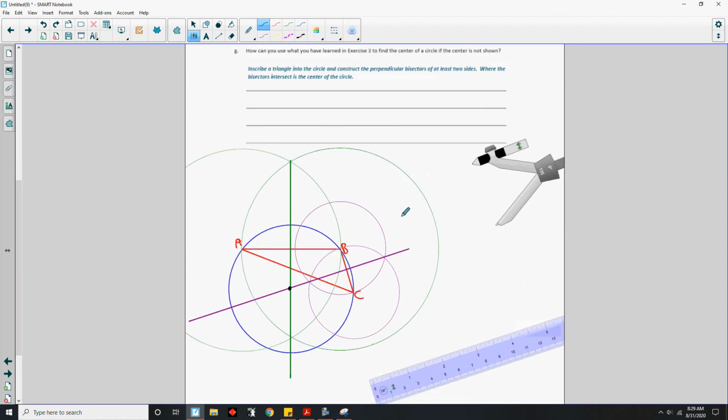So in order to find the center of a circle, you can simply draw a triangle inside it. Find two perpendicular bisectors. Where they intersect is the center of the circle, because the point is going to be the same distance from B and C because it's on the bisector, and it's going to be the same distance from A and B because it's on the bisector, so therefore those distances are radii. Pretty cool stuff.